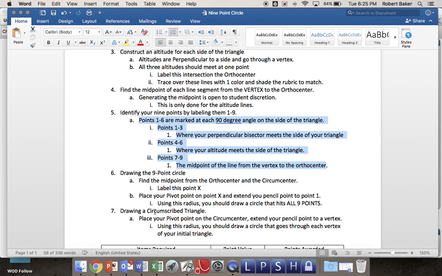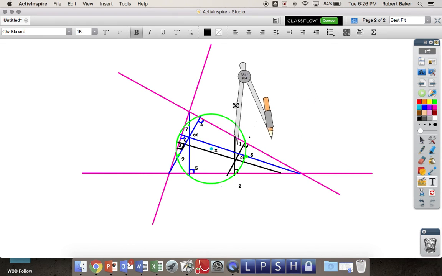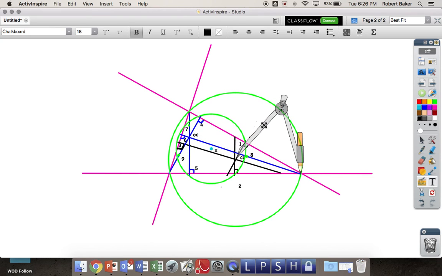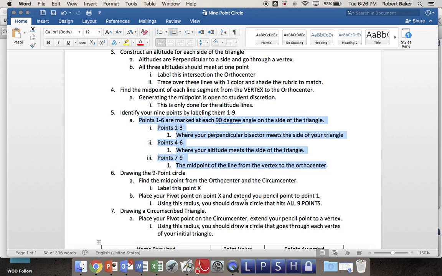All right, go back to your rubric. And it says, drawing a circumscribed triangle. Place your pivot point on the circumcenter. Extend your pencil to a vertex. So the last one you're going to do is you go to your circumcenter. Place your pivot point on a vertex. And you should be able to draw a circumscribed triangle. And it goes through every vertex. That is pretty much your project in its entirety, right? Not an unbelievable ask.